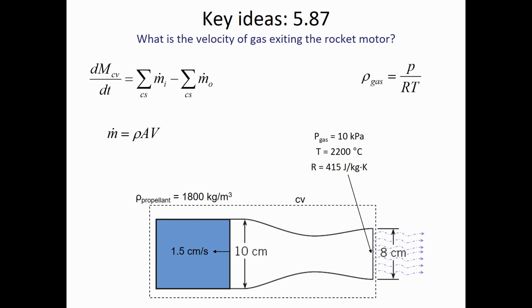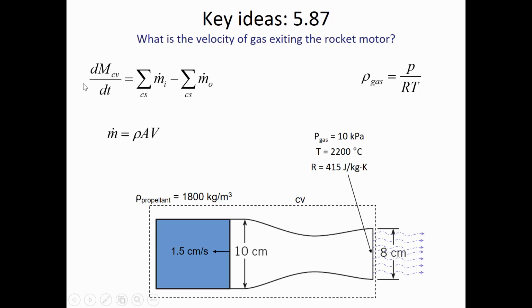So this stored rocket fuel is decreasing over time, and the amount of gas that goes out through the control surface is equal to the rate of loss inside of the control volume. So you can calculate the cross-sectional area of this circular rocket fuel pellet because it's 10 centimeters in diameter. You know the velocity of its retreat is 1.5 centimeters per second, and the density is given as 1,800 kilograms per cubic meter. So that will allow you to define this change of mass in the control volume over time.